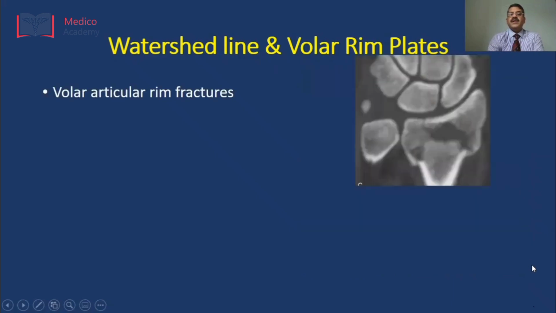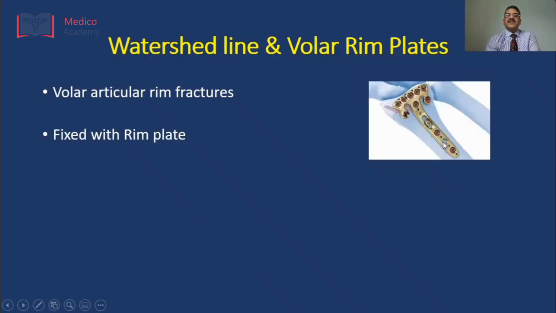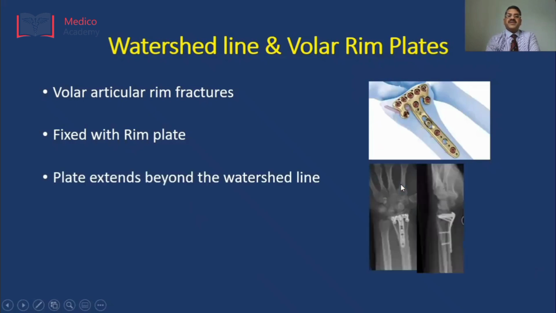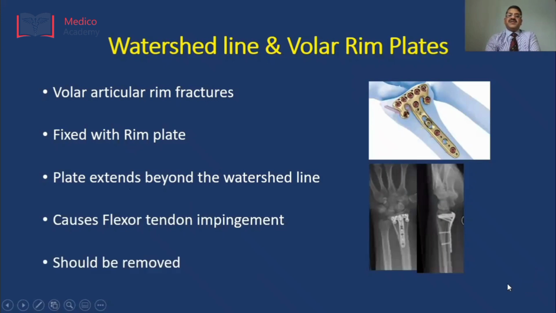Unfortunately, there is a subset of fractures which are volar articular rim fractures, which are very distal, and they also involve the joint. So here you have no choice but to cross the watershed line with the chosen implant, which is often a rim plate of this design. Here the plate extends beyond the watershed line, as you can see, and although these plates have a greater tendency to cause flexor tendon irritation, they should ideally be removed once the fracture union has happened within a few months.